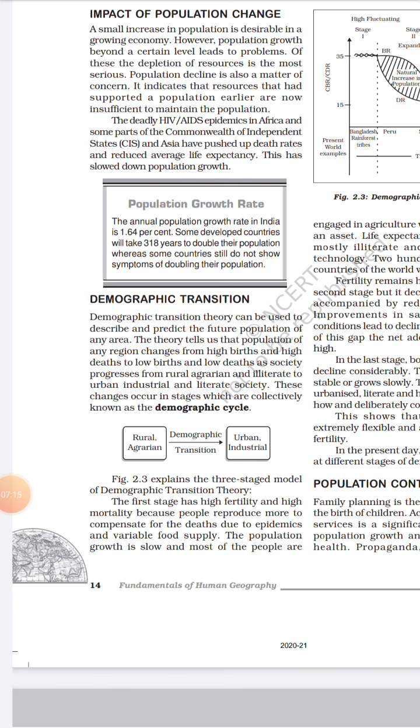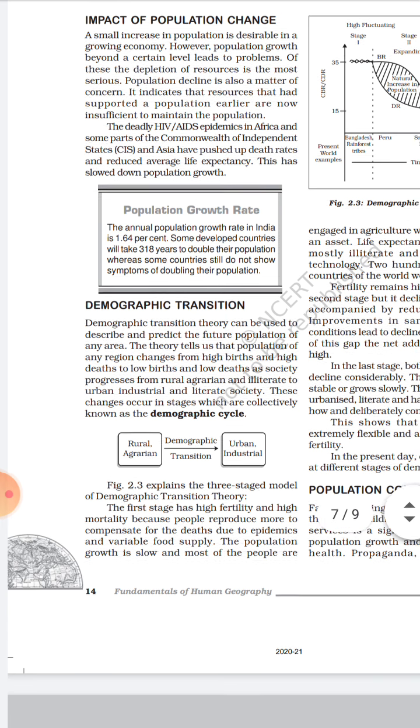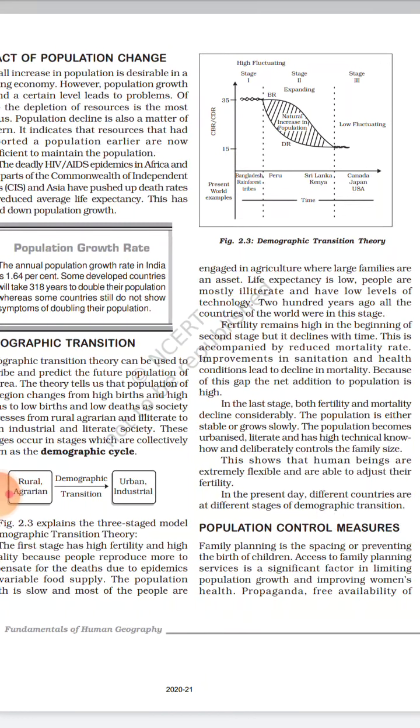It describes the future of an area. For example, take the example of any city, that is Chandigarh. Let's say the population of Chandigarh in 2020 is 10 lakh. Then with the demographic transition theory, we can predict the population of Chandigarh after 10 years by various factors. So figure 2.3 shows the demographic transition theory. It explains the three-stage model of demographic transition theory.